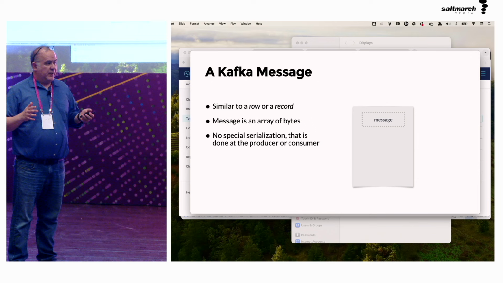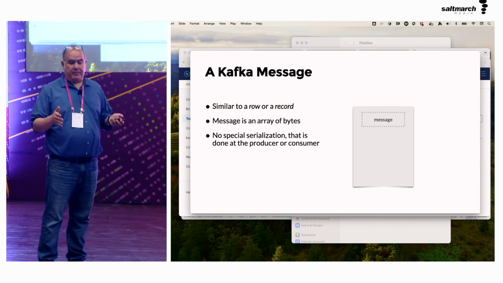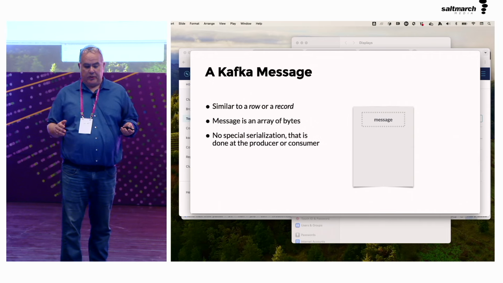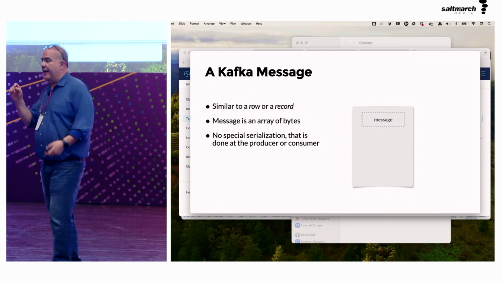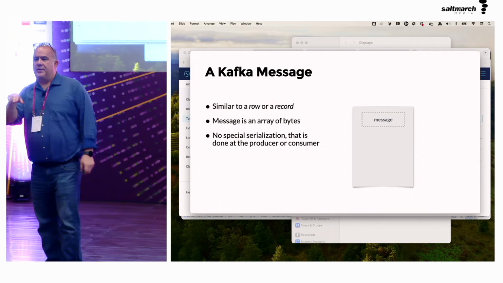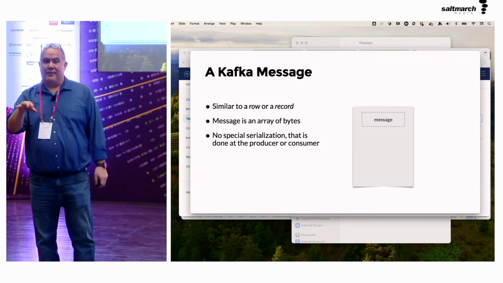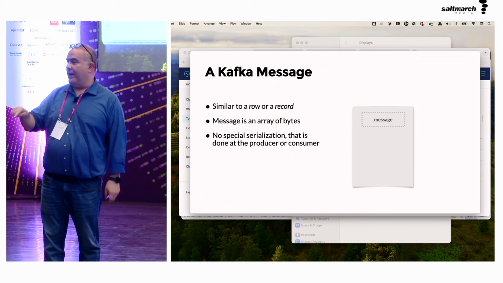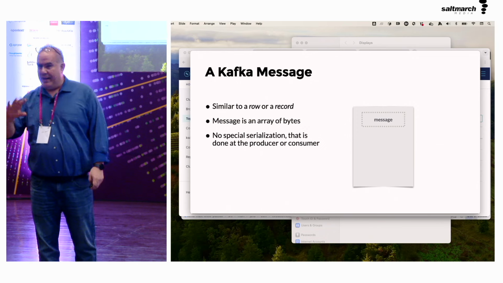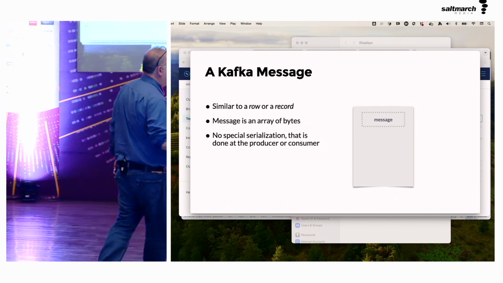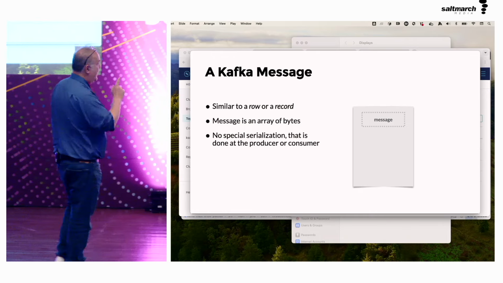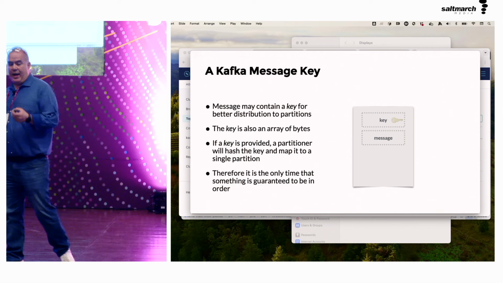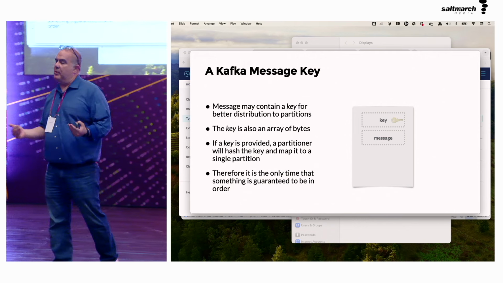So Kafka messaging. Similar to a row or record, a message is an array of bytes, no special serialization. So what do I mean by that? Whether it's a string, an integer, a JSON, an Avro, whatever it is that you want inside of this message, Kafka doesn't care. It's just all ones and zeros. That's the way things are stored. Your serialization is going to be up to you, and that is going to be done at the producer or at the consumer level. You can have a key if you'd like, and most of the time we do have a key.